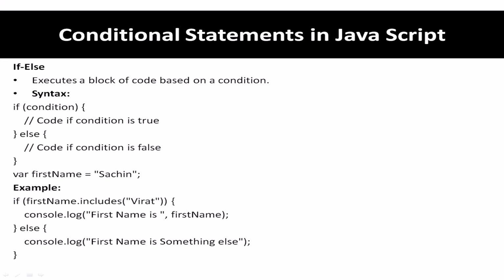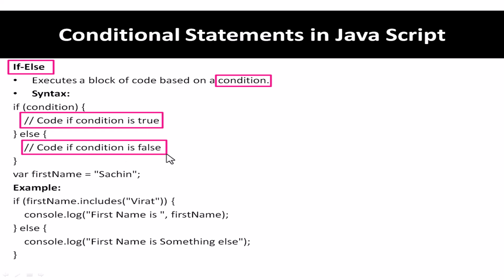Here we have the first one, if else. If else executes a block of code based upon a condition. Based upon the condition we are going to execute the code. If the condition is true, this part of code will be executed, else if it fails, this particular part will be executed. For example, here we have a variable where the first name is Sachin.